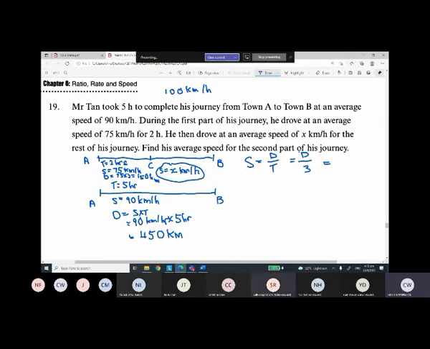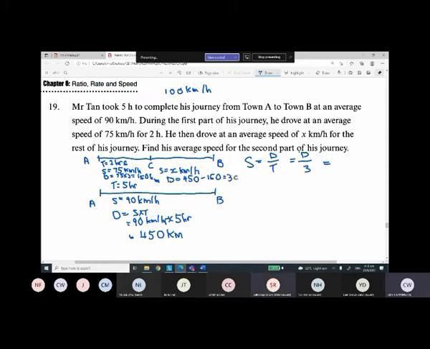Okay, can somebody tell me what is the distance from now? A to B is 450 kilometer. A to C is 150 kilometer. What is the remainder, C to B? 300, sir. 300, right? This one will be D. I'm going to erase this one first, so take away the line. So D is equal to 450 minus 150. That gives you 300, right?